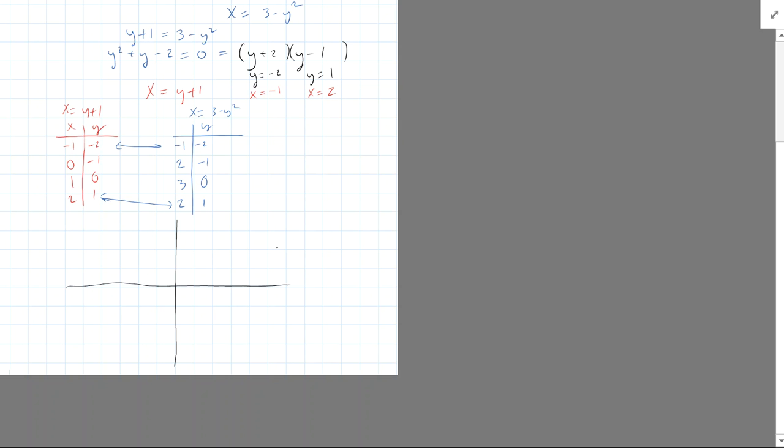So for the red, I have negative 1, negative 2. Oh, I need red. And then 0 is negative 1. Oh, this is that line. That's easy. Right? There's my line. And then for my parabola, I have the same negative 1, negative 2, and I have the same 2, 1. I have this and this point, right? And in between, I have when x is 2, y is negative 1. When x is 3, y is 0. And is this my parabola?